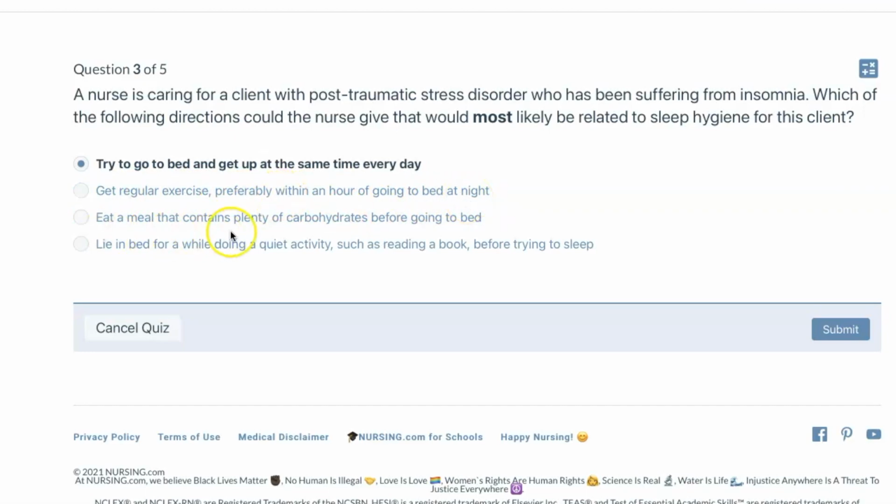Eat a meal that contains plenty of carbohydrates before going to bed. No, not true. And actually, they show that people that eat a heavy meal don't sleep as well, and they also tend to have a lot of nightmares.